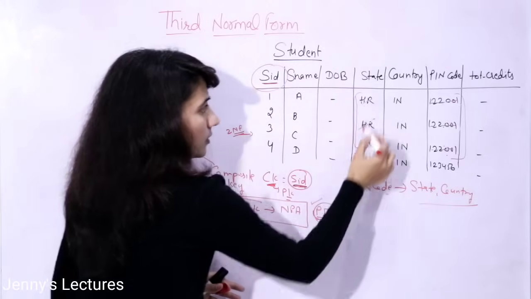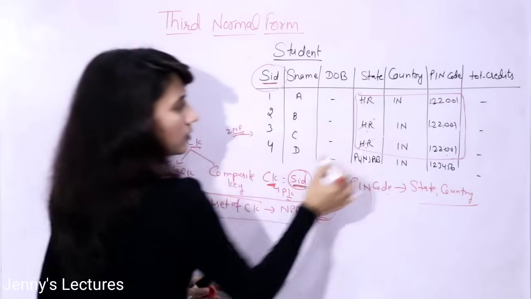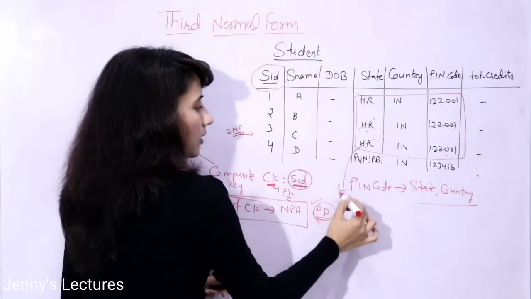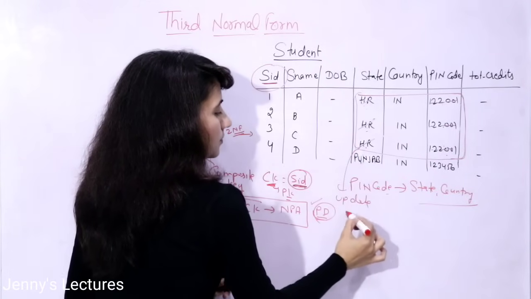This is what redundancy is. Here you can see this is redundancy, right? So here you can have update anomalies.